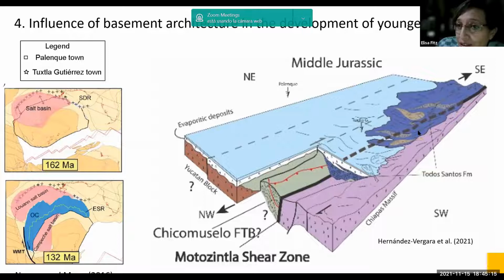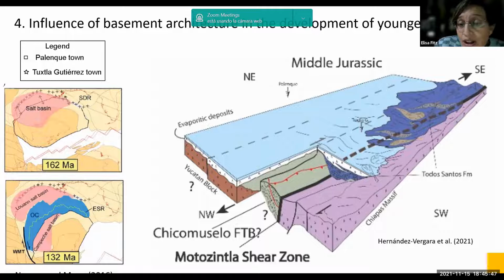And we see the southern edge of the Jurassic basins over here. So we think that prior to the Jurassic, we have this weakness zone buried, perhaps under these deposits, and perhaps this was reactivated. We don't know how at first, if as a normal or as a dextral fault zone.